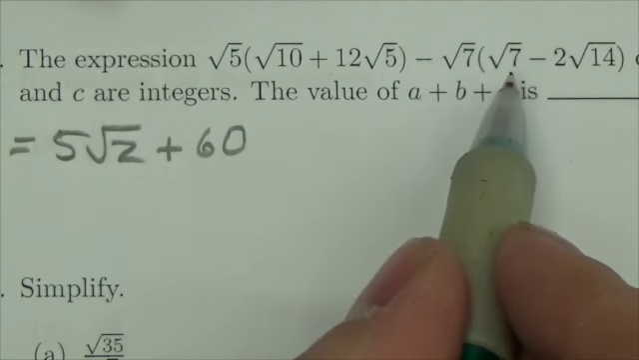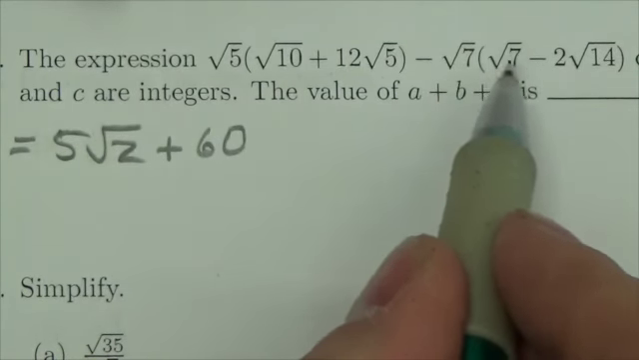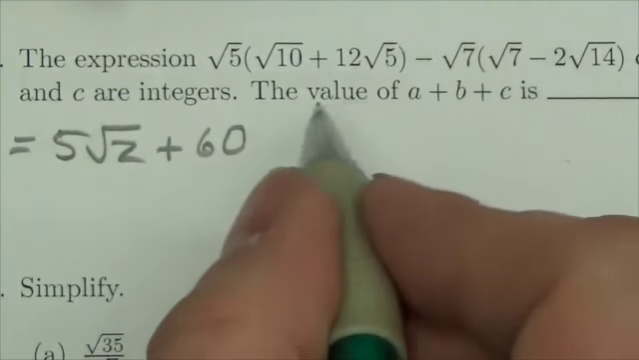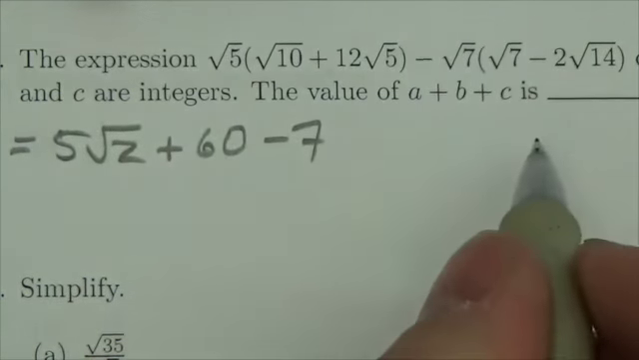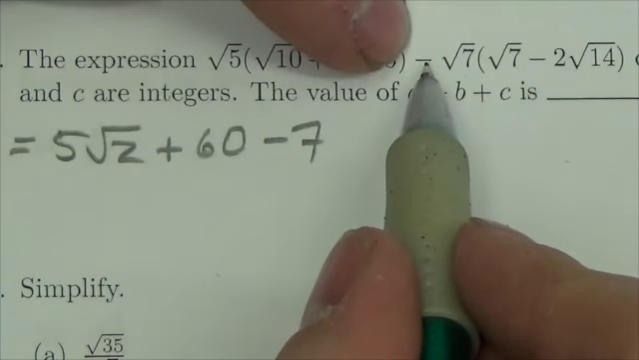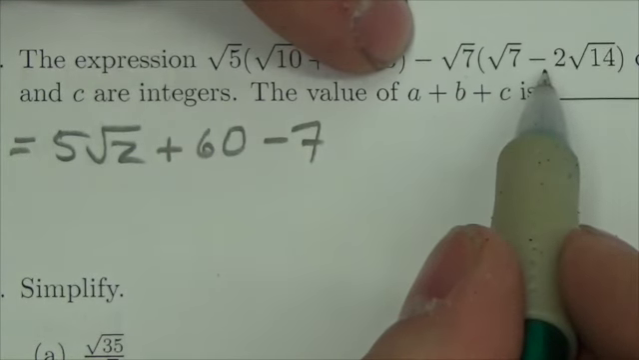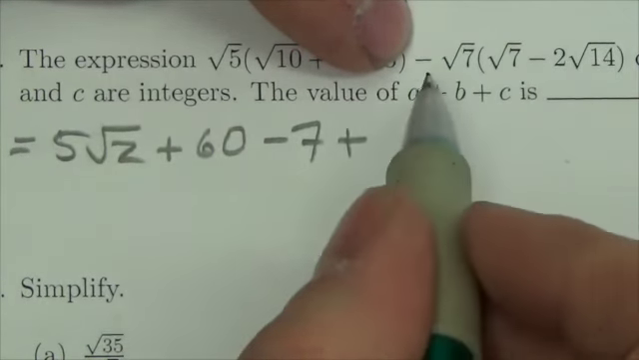Negative root 7 times root 7 is going to be negative 7. Now, the next one here is going to be negative times a negative. So watch, that's going to end up being positive.